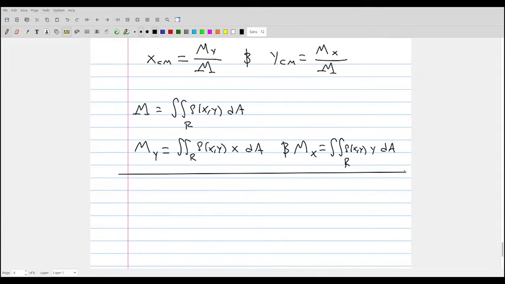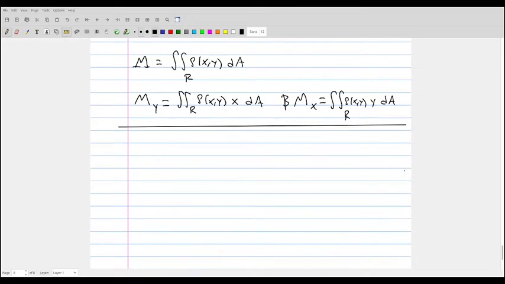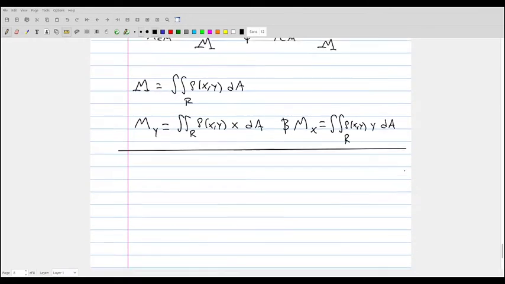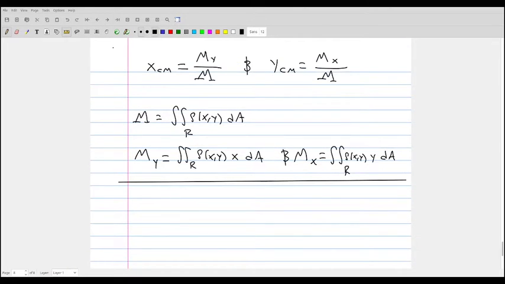By the way, this can also be directly used to find the center of charge. This exact same method applies, just as it does for the center of mass.